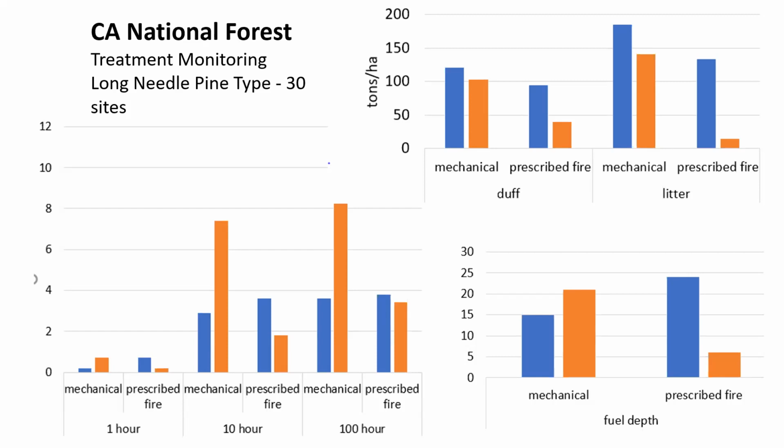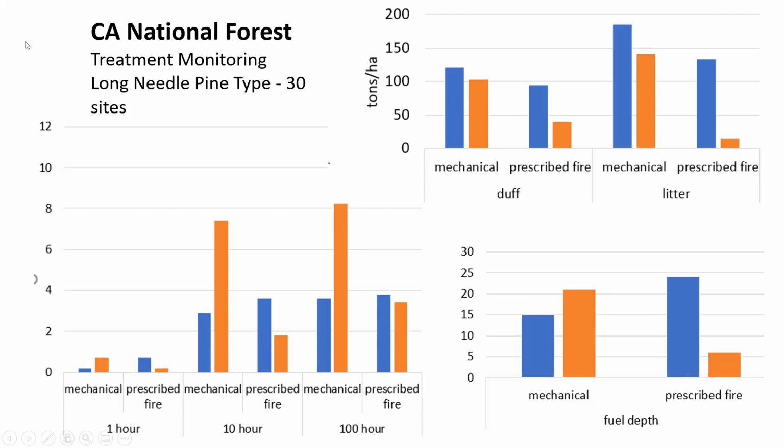Let's start with the left. On the left, the y-axis is tons per acre. And on the bottom, we have 1-hour, 10-hour, and 100-hour fuels. Basically, the 1-hours are the little tiny ones. The 10-hours, I believe, are 1/4 inch, or maybe 1/4 to 1, and then the 100-hour is 1 to 3 inches in diameter.